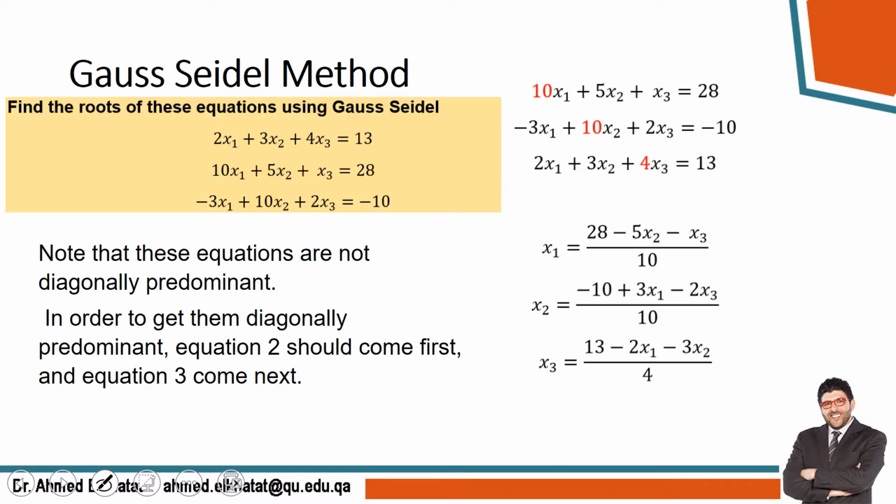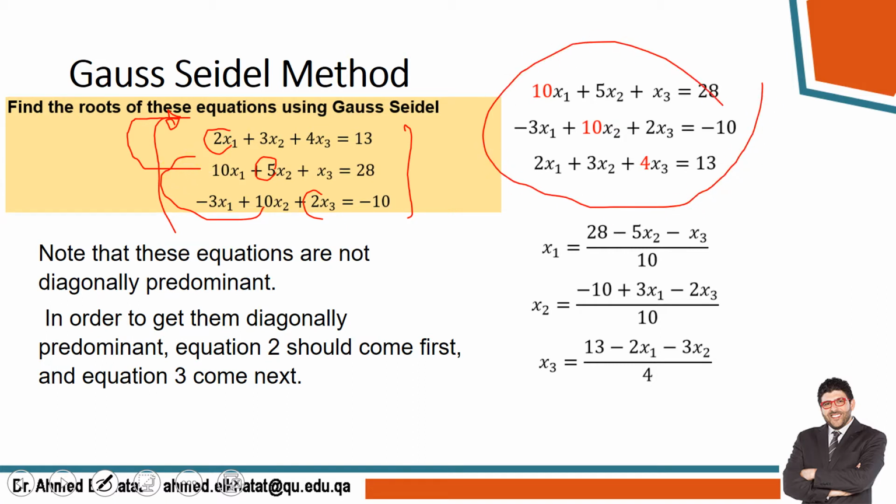Now for example, if you are given equations that are not predominant, for example 2 here is less than 5 and 2 is also small, but if we do some rearrangement, like putting the second equation in the first place, and check this one, we put it here, then the equations become predominant, so we can solve it. It will give better results, so we can solve for x1, x2, and x3 and start our iteration.